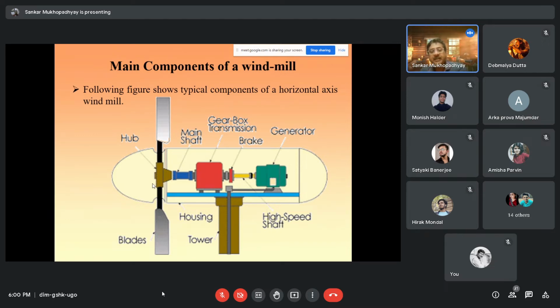And ultimately the high speed shaft is changing the shaft speed. The blue shaft speed is lower, the yellow shaft speed is much more, and it has been increased in the gearbox. Could you understand? Any doubt?